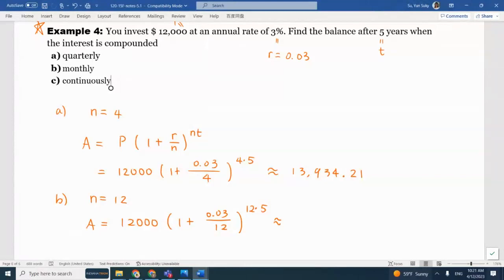So your calculator, you don't need to retype the whole thing again. Go up to the previous line. Change the 4 to 12. Do you know how to do it? Go up to the previous line. Yes, change the 4 to 12. Do you have the previous line?